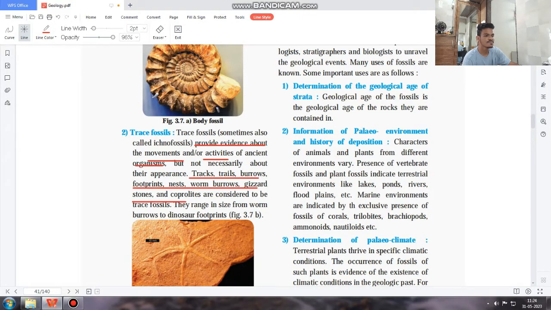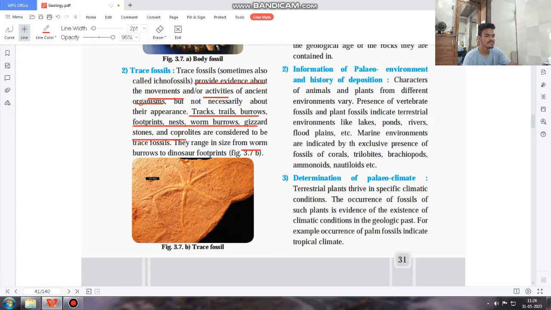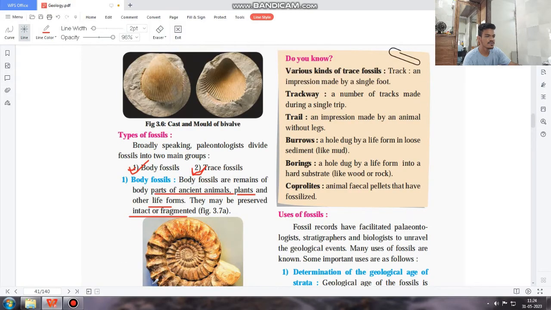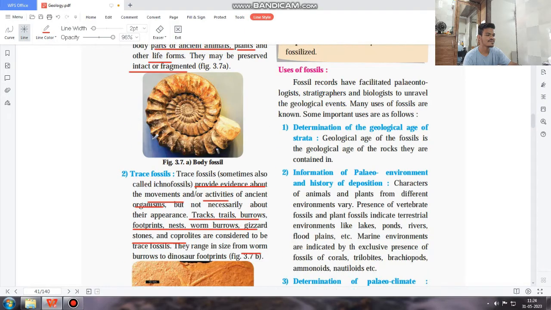Stones, coprolites, worm burrows, gizzard stones. This is a worm burrow or a dinosaur footprint. These are the examples. These are the explanation of each and every word. If you can't understand, you can read this out. These are the uses of fossils.